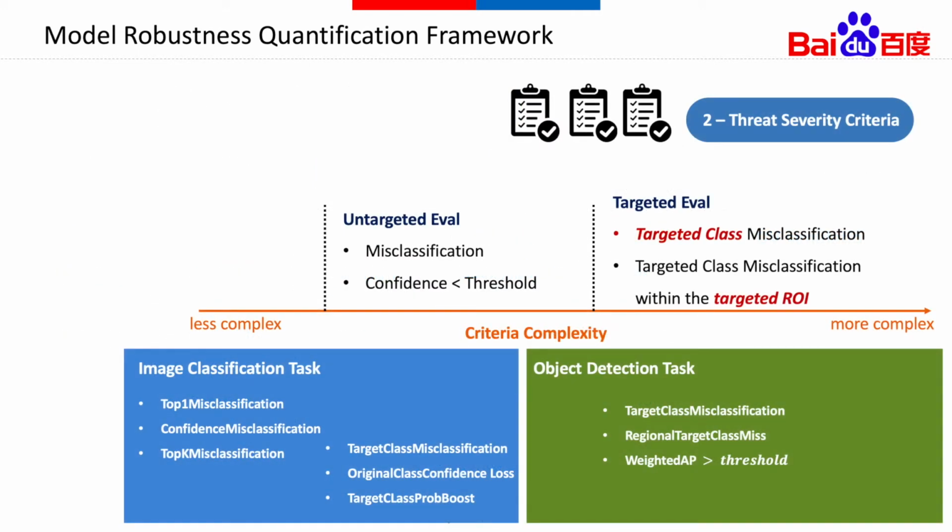The second component is the threat severity criteria. When making the comparison, a criterion has to be selected. Different criteria have different complexity. For example, it is considered simple to do an untargeted misclassification, while it requires extra effort to conduct a target class misclassification within a target region of interest. Also, for various learning tasks, we can define task-specific threat criteria.